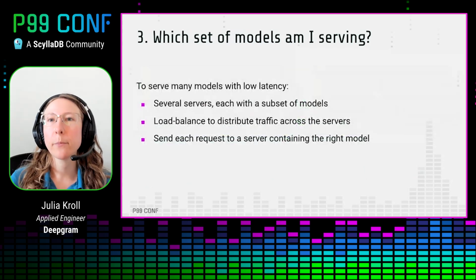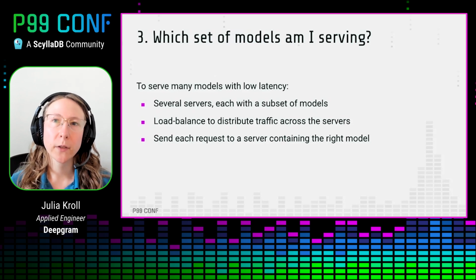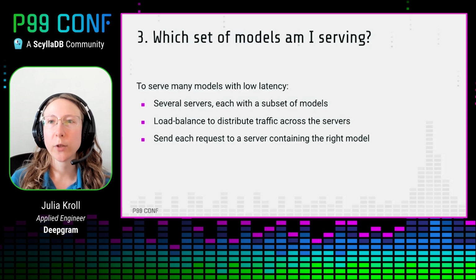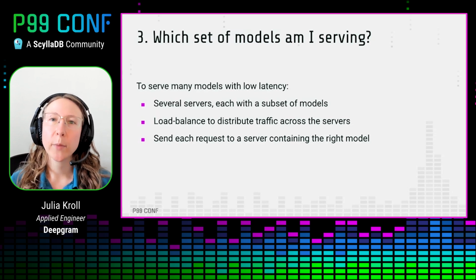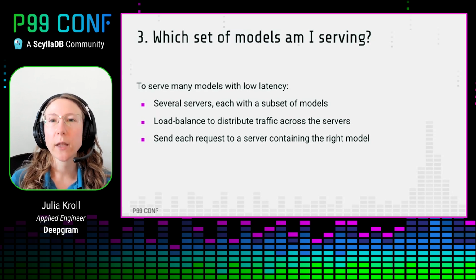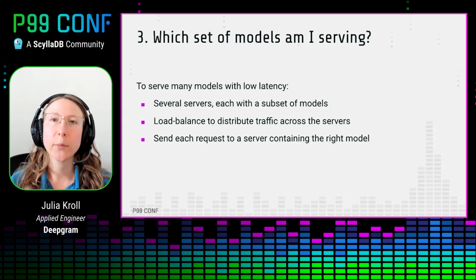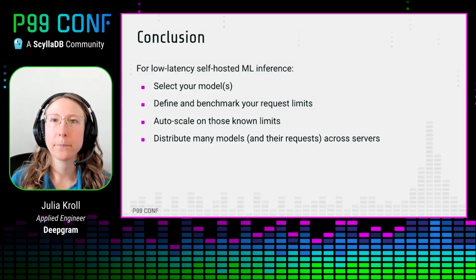So to serve as many models with low latency, make sure that you have several servers, each with a subset of models, and then you can load balance to distribute traffic across those servers. And you can send each request to a server containing the right model. So you have kind of a web that you've set up so that you can serve a subset of the traffic on each instance and kind of scale horizontally in that way.